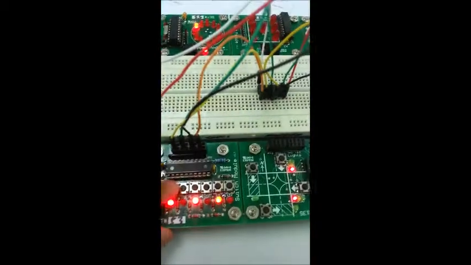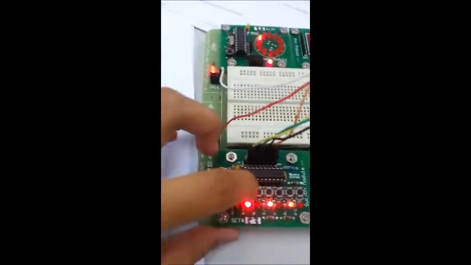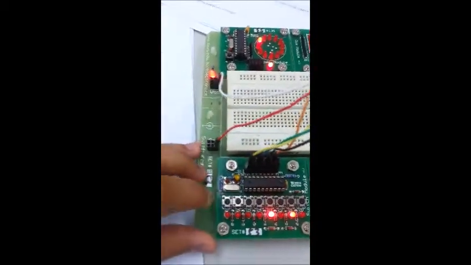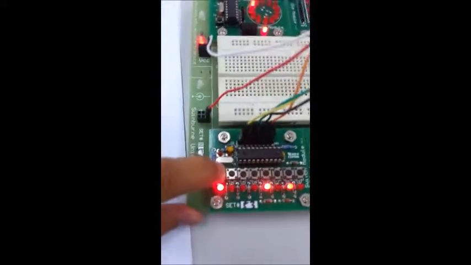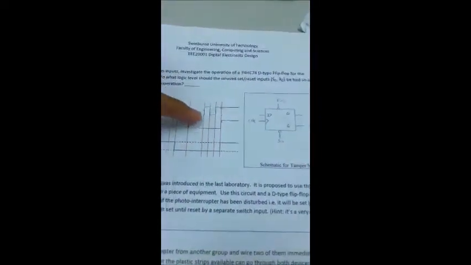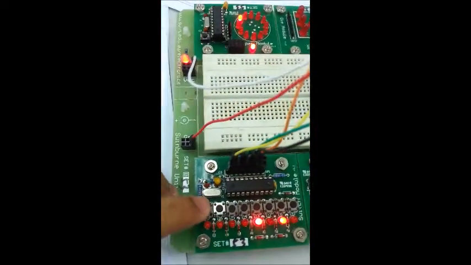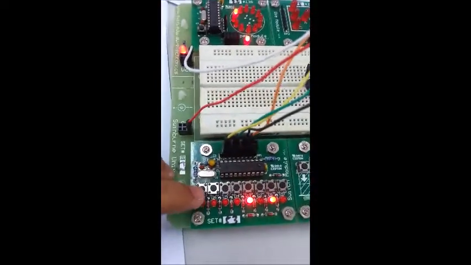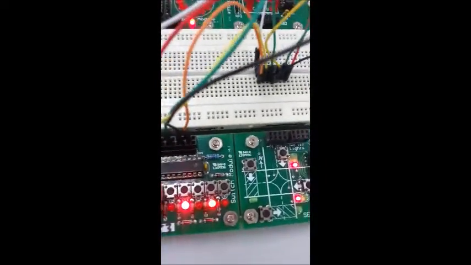So when there's no rising edge of clock, but D is at 1, like this, the output Q will remain 0. Exactly like this graph. So it doesn't matter if you put 1 or 0, the output Q will remain 0 if there's no rising edge of clock here.